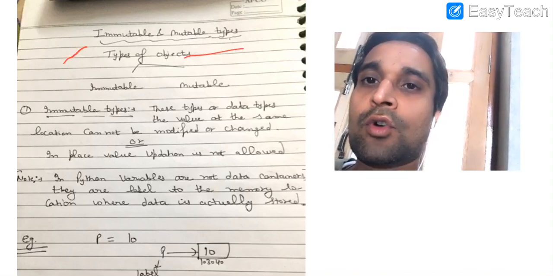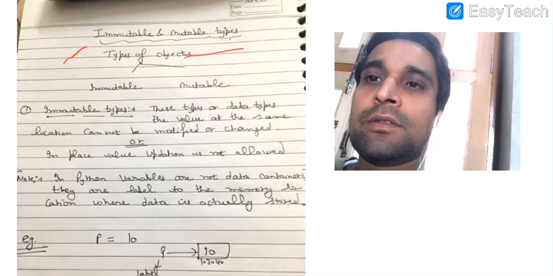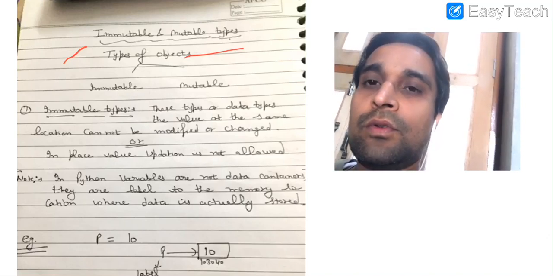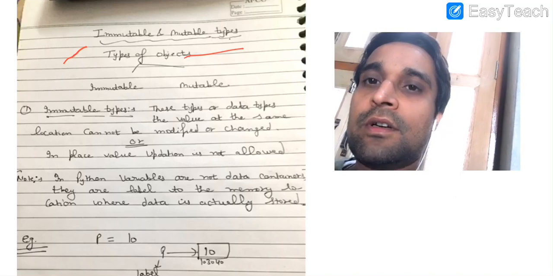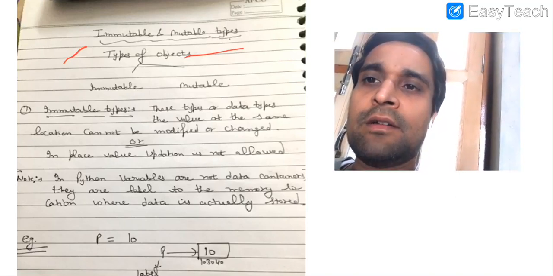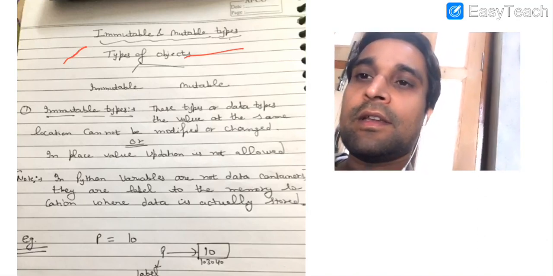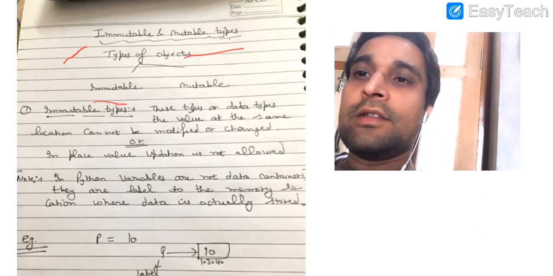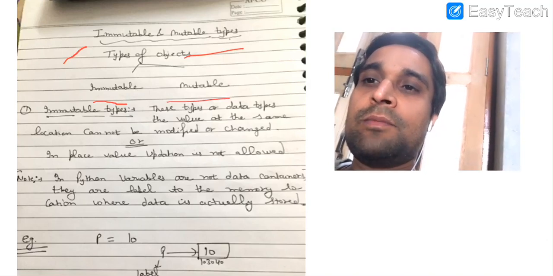So we are going to start our first topic with immutable and mutable data types. Immutable means not modifiable, mutable means modifiable. You know, in Python everything is considered an object. An object is an entity which has some state, behavior and identity. We categorize objects in two categories: one is immutable, one is mutable.